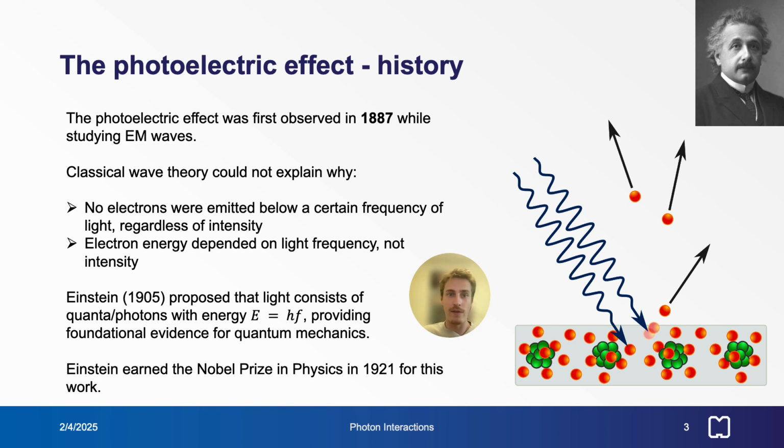In 1905, Einstein proposed that light consists of photons with energy proportional to frequency, which explained the photoelectric effect and provided foundational evidence for quantum mechanics. This intellectual leap forward earned him the Nobel Prize in Physics in 1921.